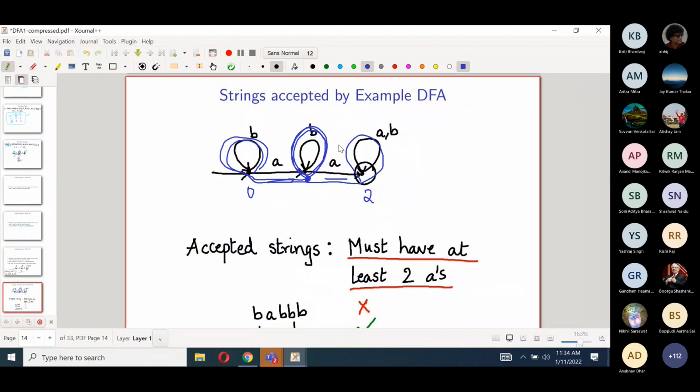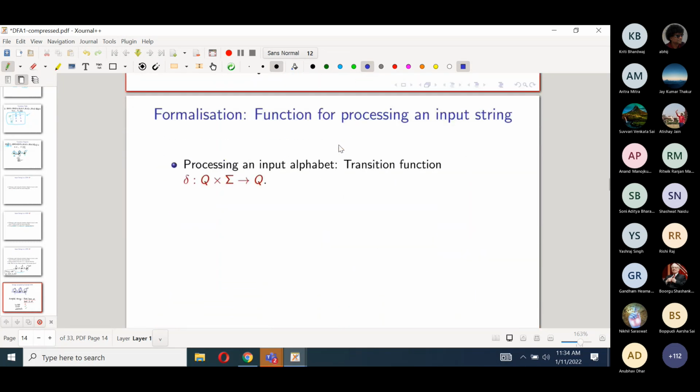What we need to formalize is that a one-step transition means I have read one input alphabet. If I'm reading a sequence of alphabets, if you look at the input string that is coming in, I need to formalize the fact that it corresponds to a particular labeled path in the transition diagram. How do we do this?